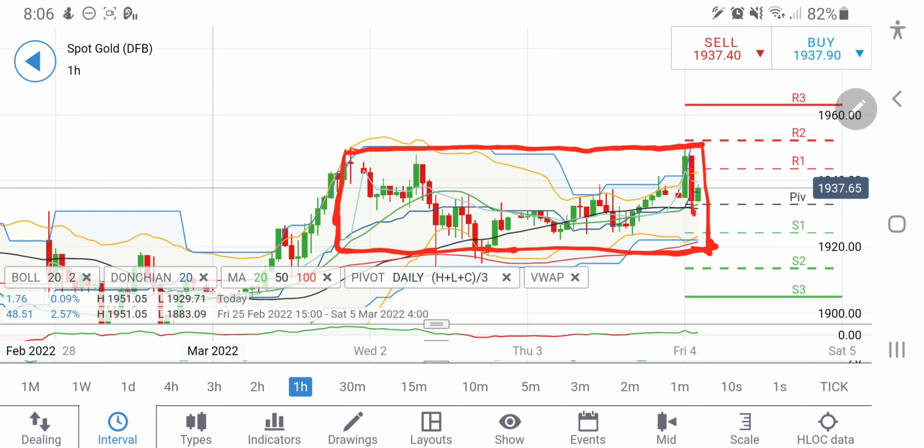As I said, one can expect it to rise towards 1941, 1947, 1951 levels, and beyond that it is definitely going to fly towards 1965, 1970 levels. Take your positions accordingly. Now let's have a look at silver.